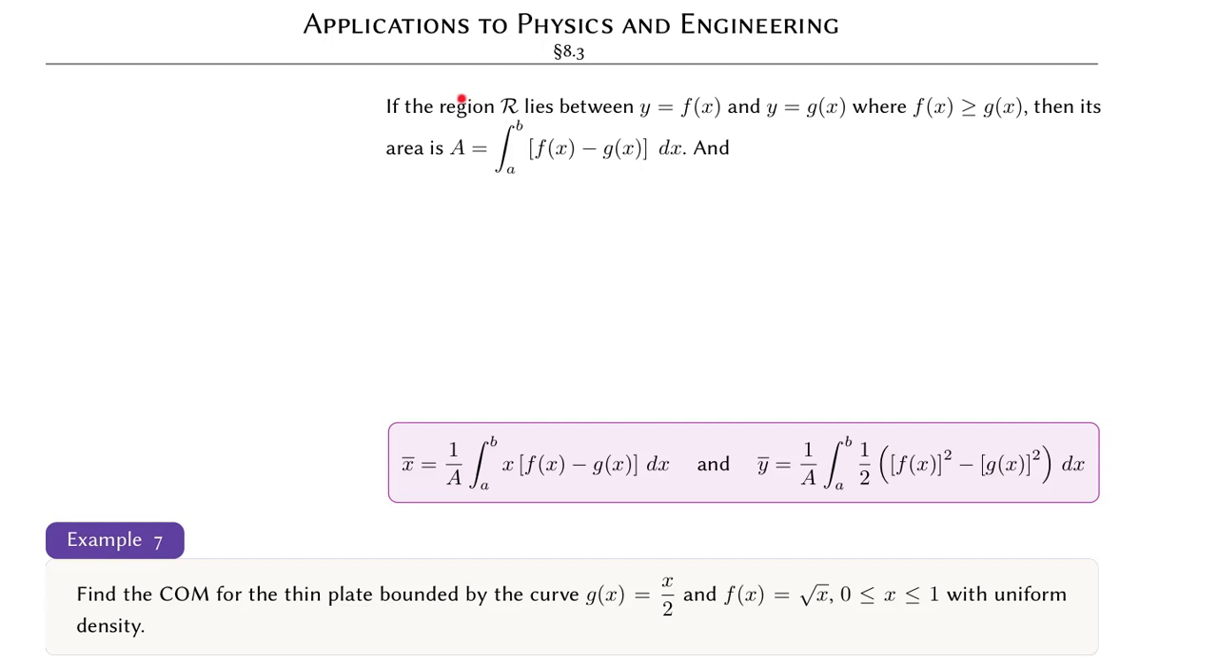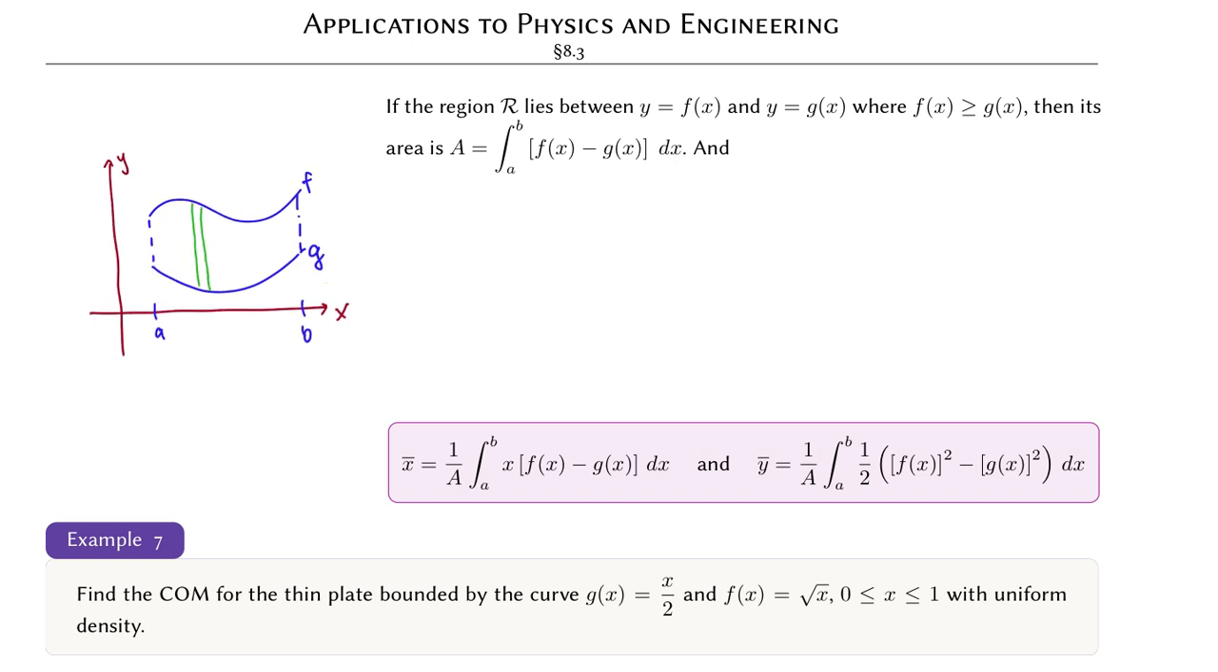If the region R lies between y equals f of x and y equals g of x, where f is more than g, the area between the curves is the integral from a to b of f of x minus g of x. In order to find the center of mass, we divide the interval AB into many subintervals. Each of the subintervals gives us a rectangular strip.